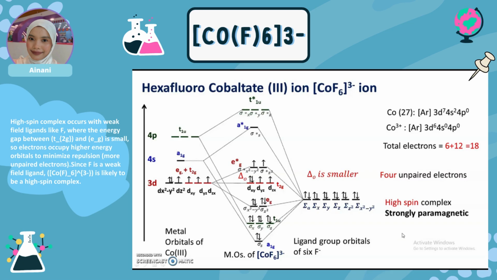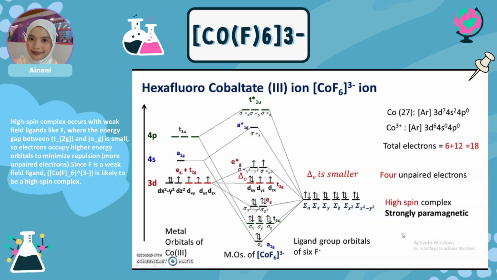Cobalt, in its 3+ oxidation state, has an electron configuration of 3d6. Each fluoride ion brings 7 valence electrons, and since there are 6 fluoride ions, there are 42 electrons. However, since we are dealing with a 3- complex, we add 3 more electrons, totaling 45 electrons.